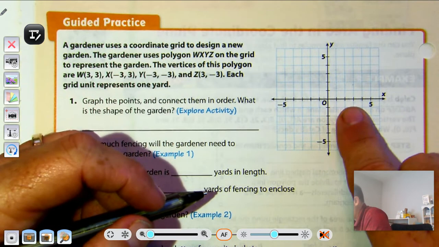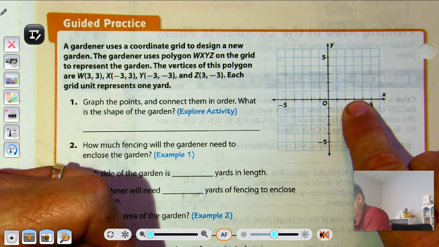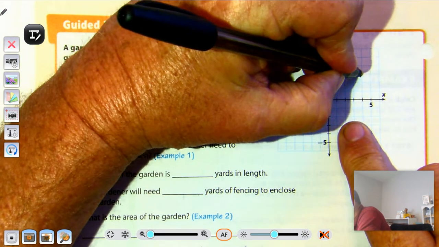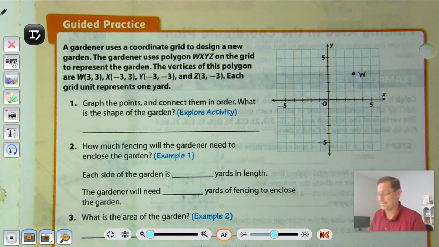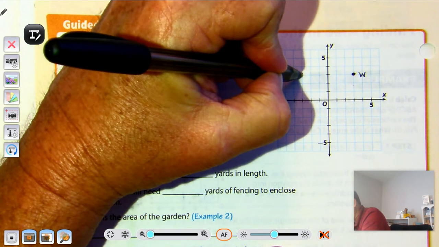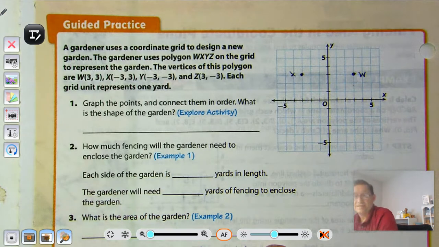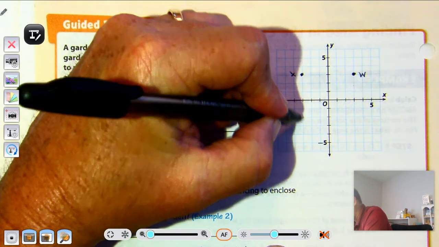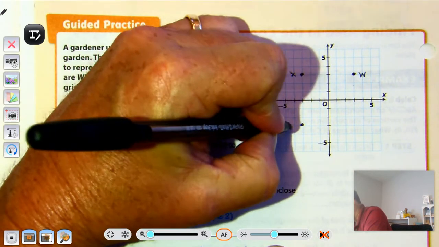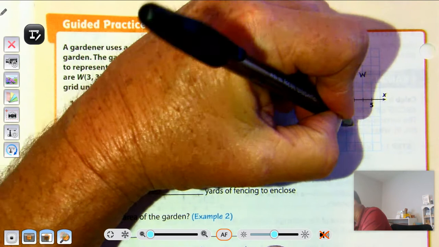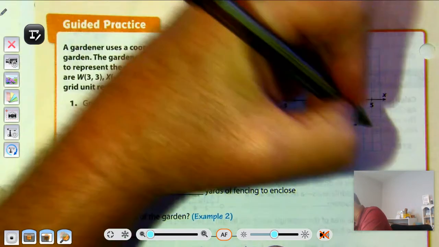3, 3. It looks like each unit is 1, so 1, 2, 3, up 3. All right, so there's point W. X is at negative 3, 3. So basically it's reflected across the y-axis. Negative 3, negative 3 for y. And then that got reflected. 3, negative 3 for z.